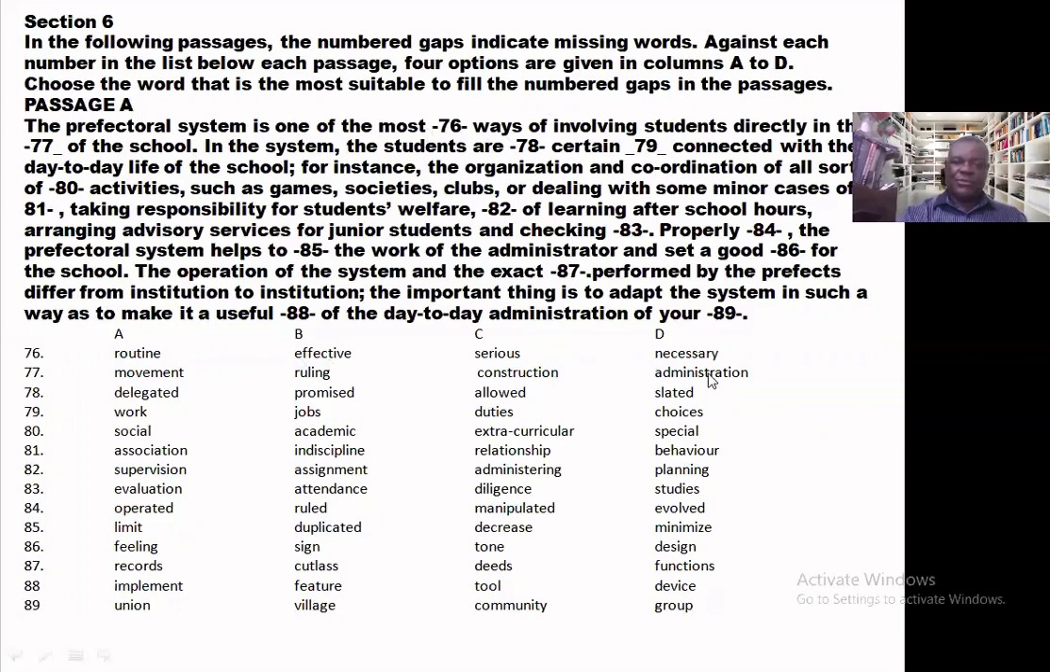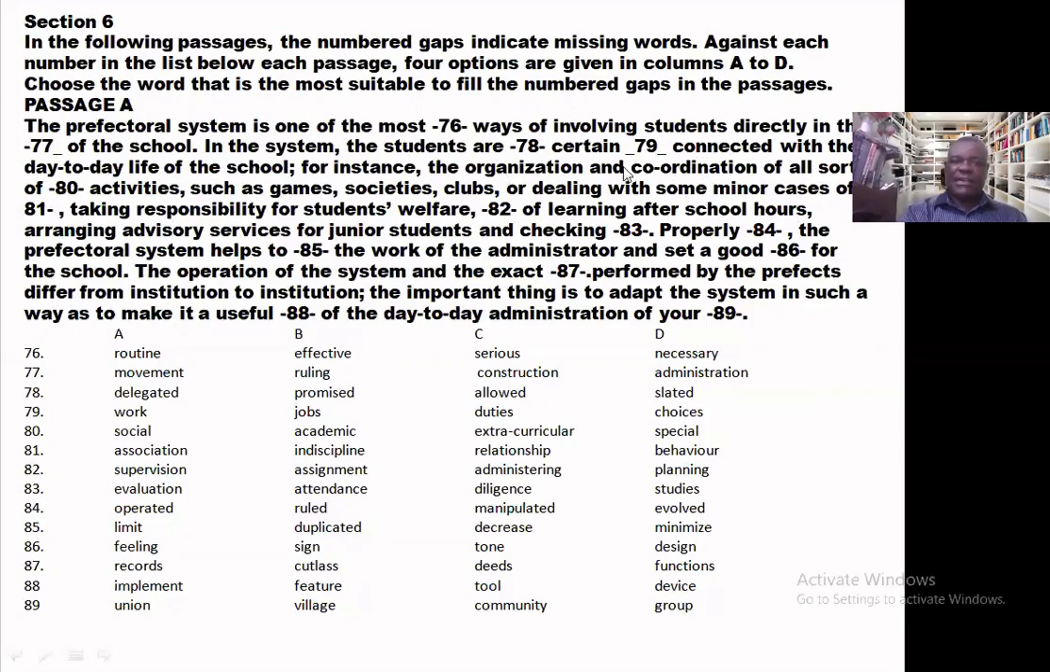The school, we talk of school, we talk of administration, not government, not construction or anything. All right? In the system, the students are dash certain dash connected with the day-to-day life of the school, are dash certain 78, delegated. When you delegate, you give them certain words. 79, work, no, jobs, duties. You talk of duties among students, all right? So that is register, putting proper words in proper places. Okay?